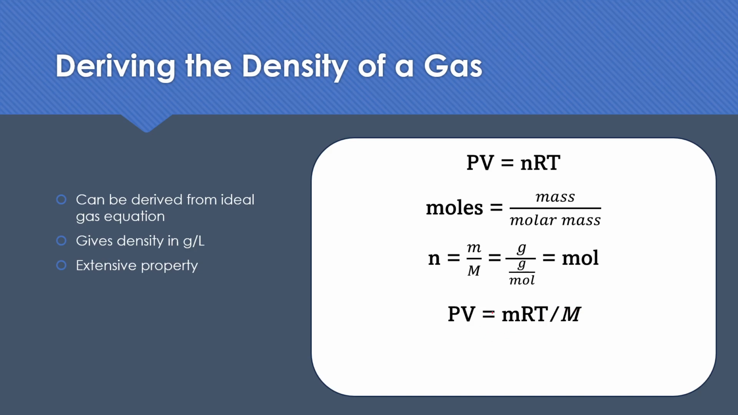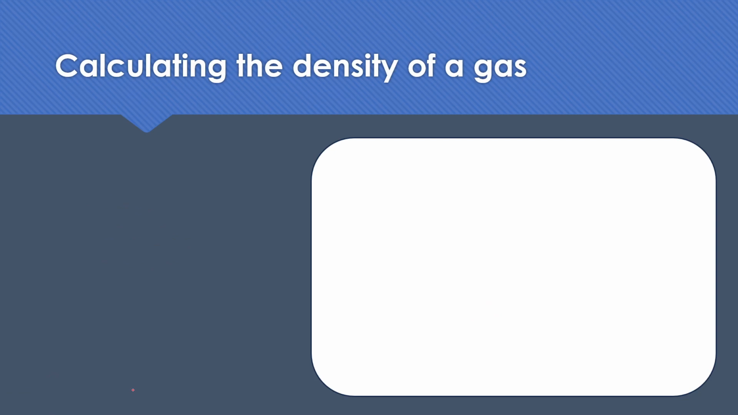Well, if we rearrange this, remembering that density is mass over volume, we divide volume to this side, so we put volume down here, and we put RT down here, and we put M up here. Density is equal to pressure times the molar mass divided by R times T. So you can find the density given the molar mass, and you can find the molar mass given the density.